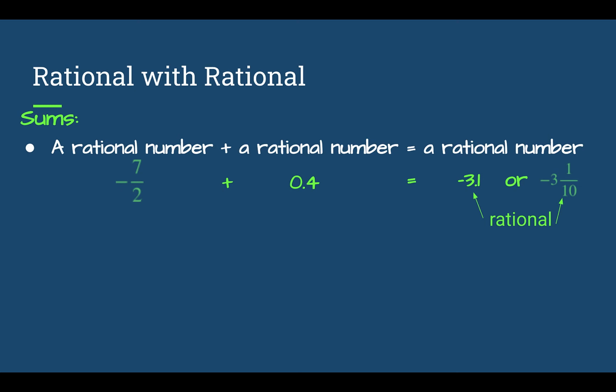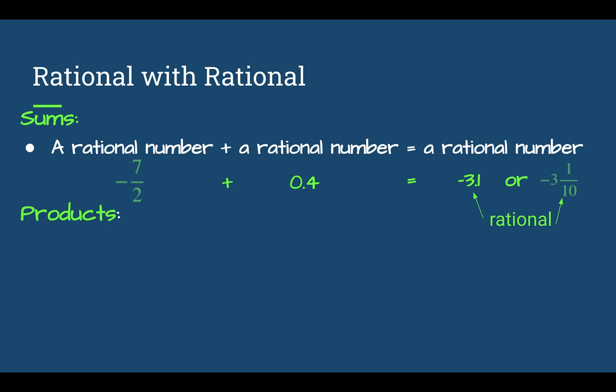So if I chose a rational number to begin with and add it to another rational number, I still get a rational number. A rational plus a rational is rational. R plus R equals R.